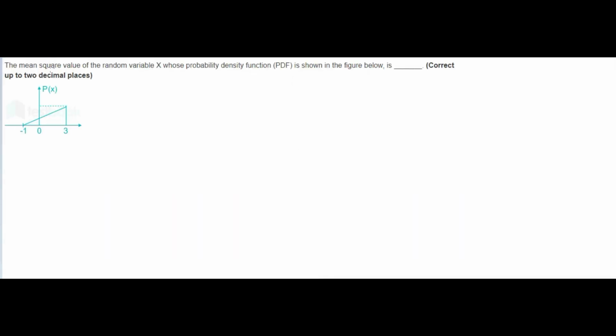The question is more simple. The mean square value is given with respect to the PDF also. From this diagram I can say that p of x equals k, a constant term, and you have to make it as k by 4. As I told you in the previous question 3, that means the maximum value minus the minimum value.